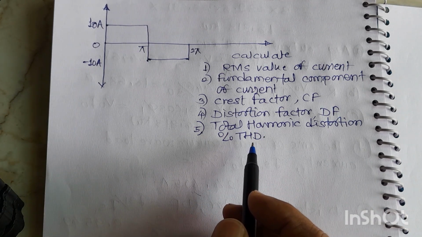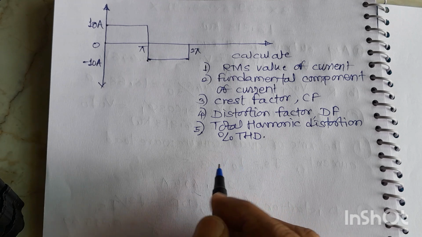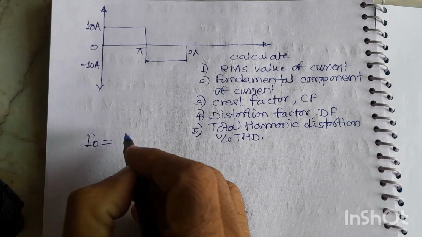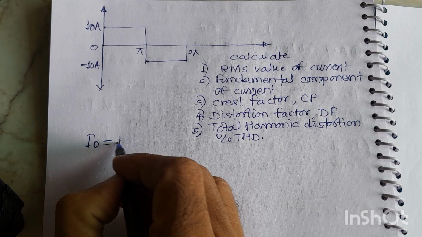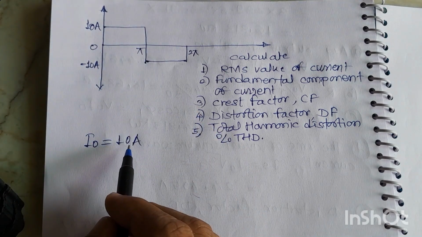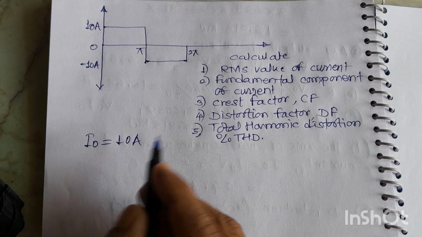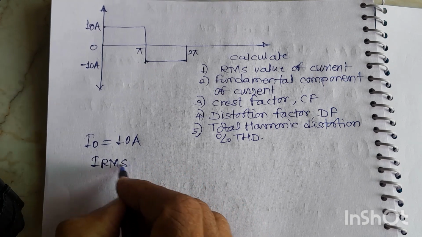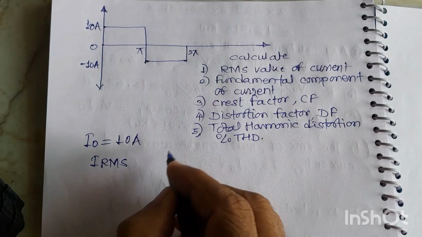Hi friend, today we'll discuss the square wave waveform and how to find the given parameters. So for this kind of waveform, this is the square wave, and the RMS value of this square wave can be calculated as given from this. I naught is 10 ampere. So I naught is given as 10 ampere, and here we have to find the IRMS. So IRMS, we are going to find the first value, the RMS value of the current.